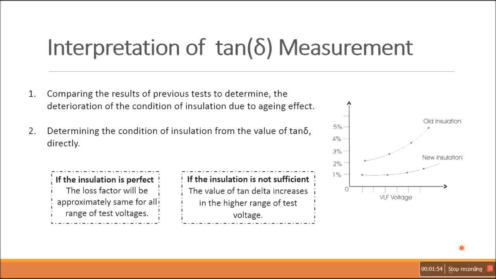If we do not have any previous test result and have not done any test previously on the insulation or on the transformer, then what do we do? If the insulation is perfect, the loss factor, or tan delta, will be approximately the same for all ranges of test voltage. If the insulation is not sufficient, the value of tan delta increases in the higher range of test voltage. In this graph, you can see for a new insulation, the value of tan delta remained almost constant and increased only a little bit for an increased range of voltage, whereas for an old insulation, it increased for higher ranges of test voltage.